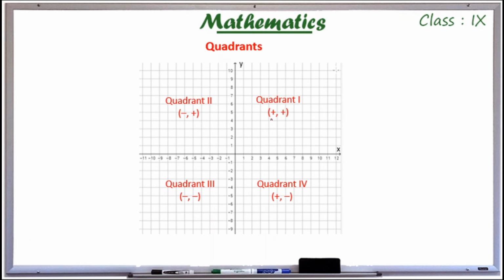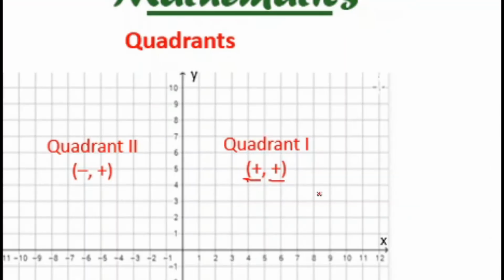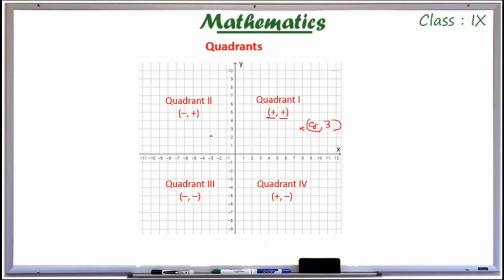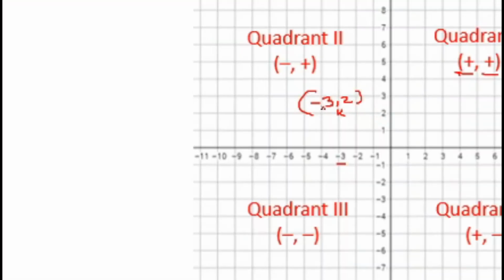So for these quadrants, in the first quadrant the values will be positive because if I mark a point here, it is 8, 3. 8 and 3 are positive. So any point in the first quadrant will be of the form plus, plus. And for the second quadrant, if I mark any point, suppose this is the point minus 3 comma 2. So it is of the form minus value, plus value.